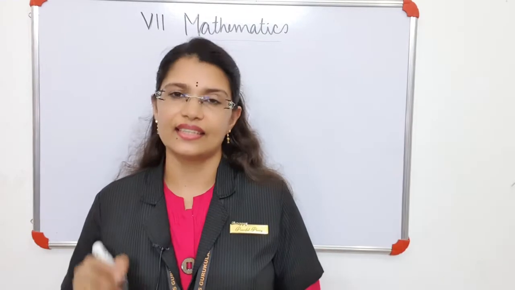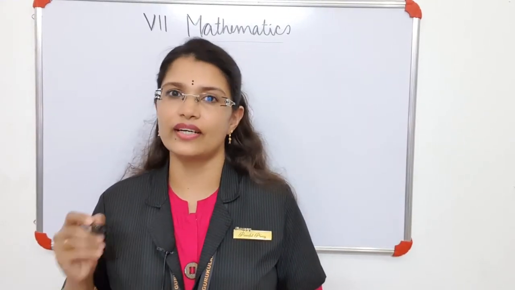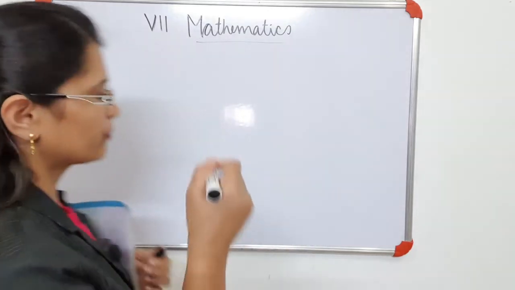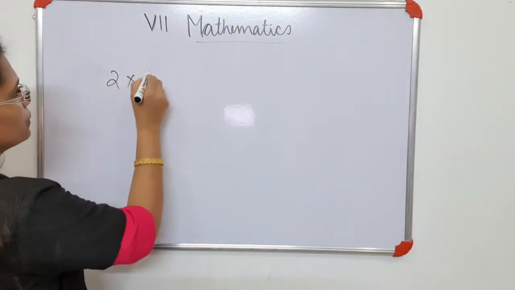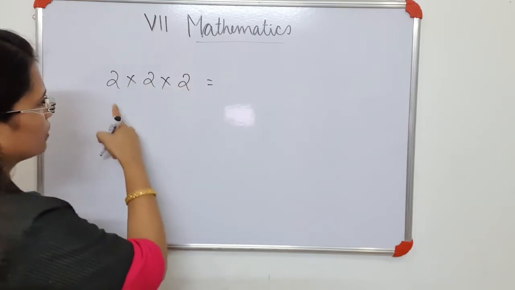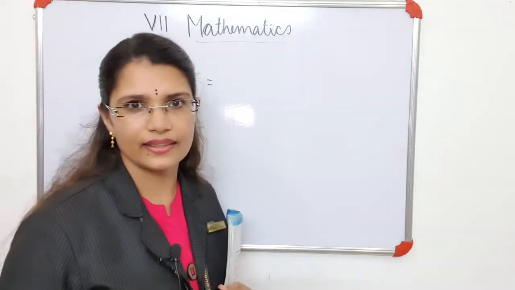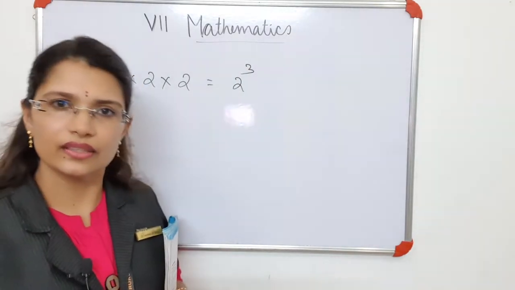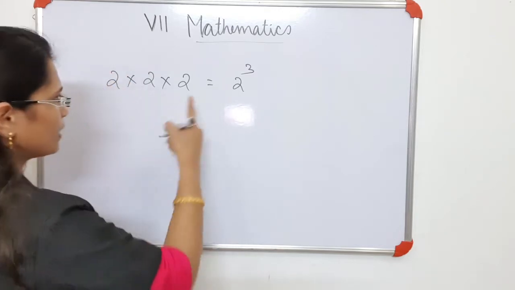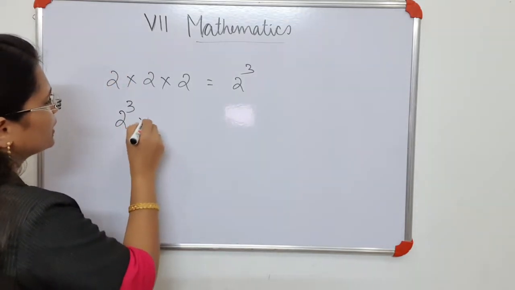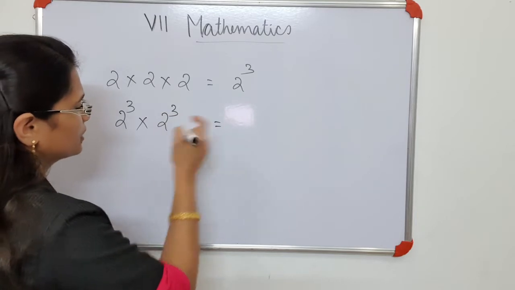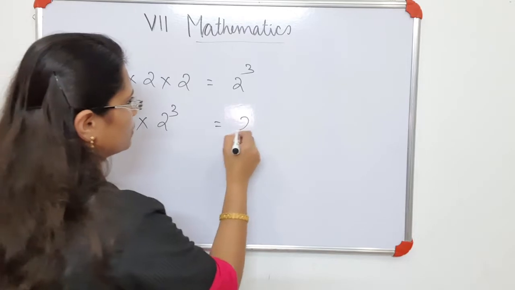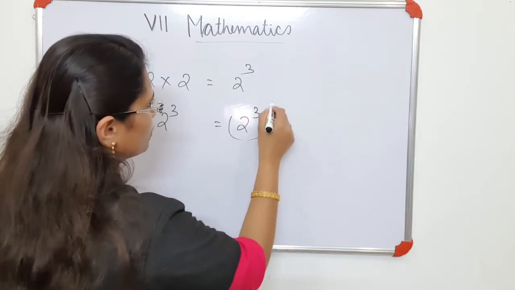Okay? Children, today's first topic is power of powers. Okay? It's very easy topic. So first 2 into 2 into 2. How many times 2 multiplied here? 3 times, right? That is why we can write 2 raised to 3 or 2 cubed. Now 2 raised to 3 into 2 raised to 3 is equal to how many times 2 raised to 3 multiplied? 2 times. So 2 raised to 3 whole raised to 2.